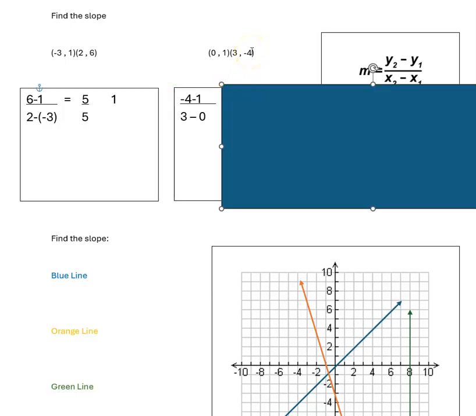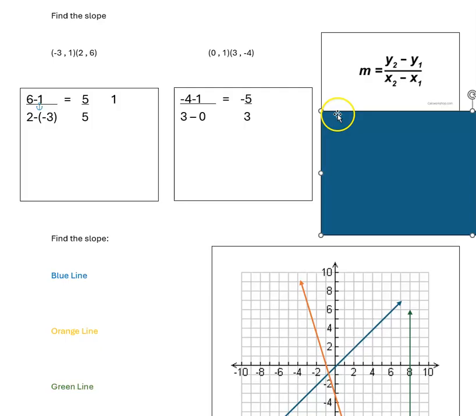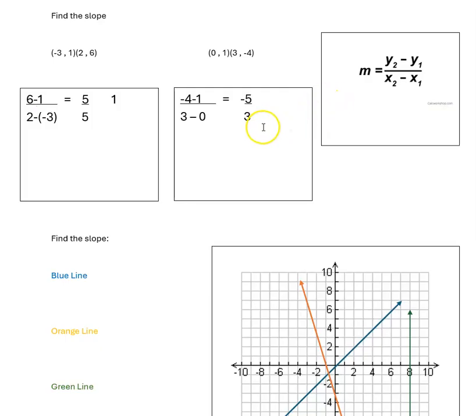Okay, now I take the next one. y2 is negative 4. y1 is 1, so I have negative 4 minus 1. Then I have 3 minus 0. Plug it into the calculator. I get negative 5 over 3, and that's where I stop at that point. I don't make it into a decimal. It's just called negative 5 over 3 is the slope.